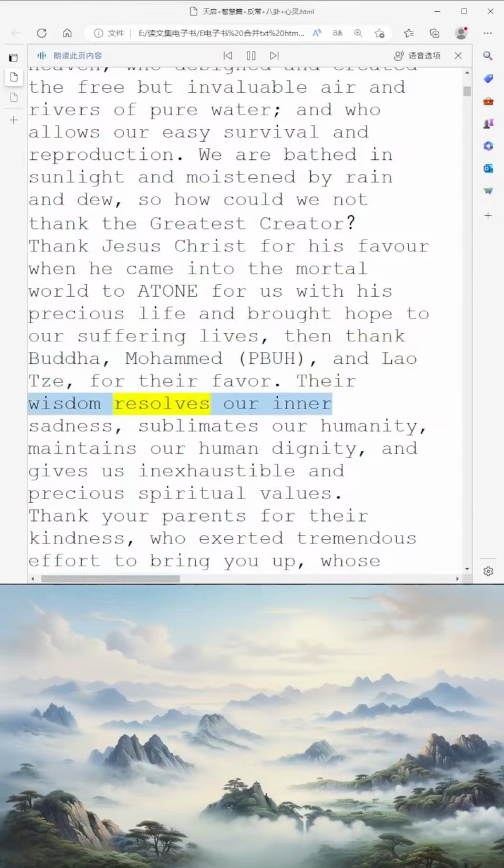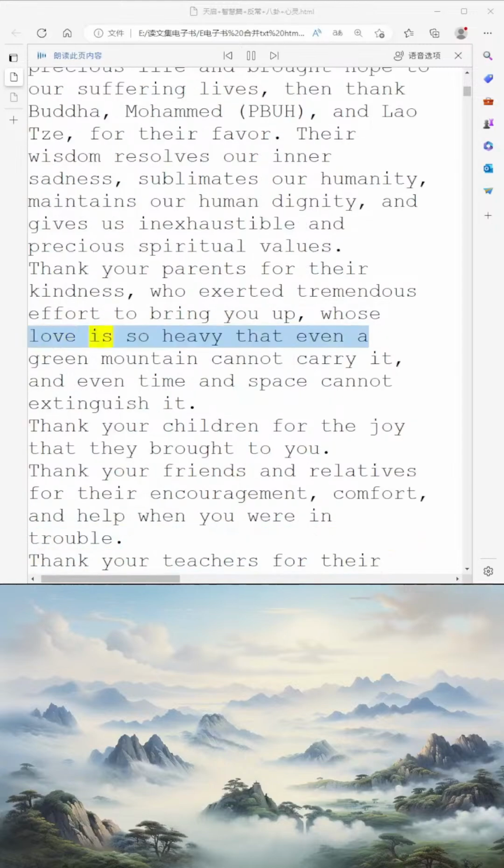Their wisdom resolves our inner sadness, sublimates our humanity, maintains our human dignity, and gives us inexhaustible and precious spiritual values. Thank your parents for their kindness, who exerted tremendous effort to bring you up, whose love is so heavy that even a green mountain cannot carry it, and even time and space cannot extinguish it.